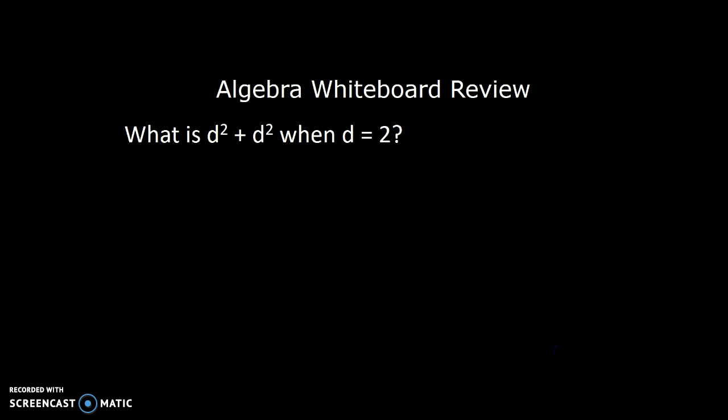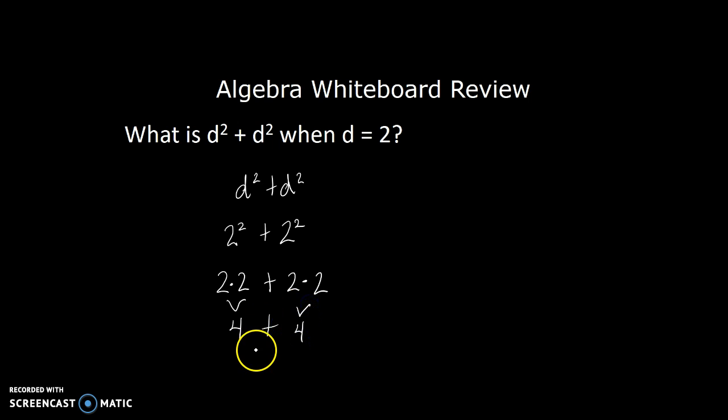All right, next one. What is d squared plus d squared when d equals 2? All right, so 2 to the second power plus 2 to the second power. 2 times 2 plus 2 times 2. And we've got 4 here and 4 here. And our answer is 8.